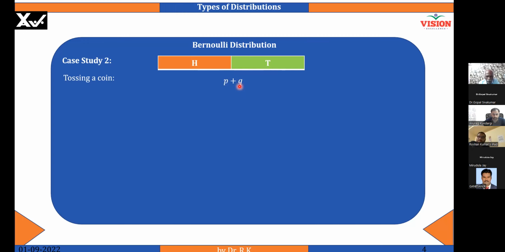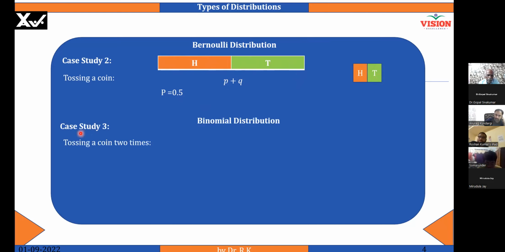Remember, 0.5 plus 0.5 is 1. Total area is 1. This is a uniform distribution. Yes or no? Yes, sir. This is 0.5, 0.5, so the total is 1. So you can see here a uniform distribution. Now we will see case study 3, binomial distribution.